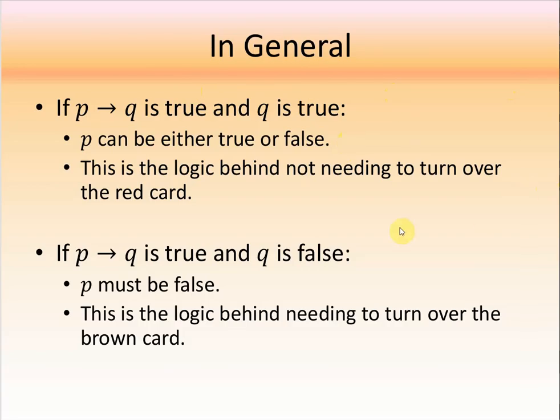But if P implies Q is true and then Q is false, this is actually the modus tollens thing again, where that forces P to be false. So this is the brown card, where if you turn over the brown card and you have an even number, that's a problem, right? That's going to mess up the conditional. So if you had a 4 or 6 or something, that's going to cause a problem. But if you turn over the brown card and P is false, meaning that the number on the other side is odd, then we're okay, right? An odd number can have a different color on the other side, and that doesn't mess anything up.